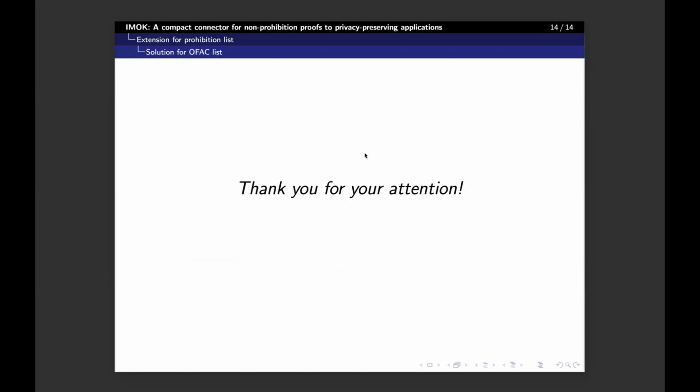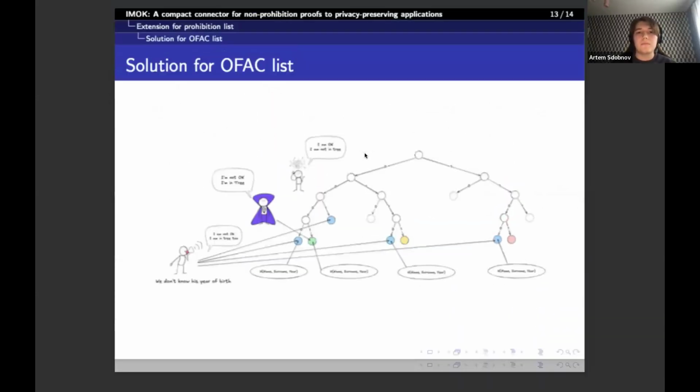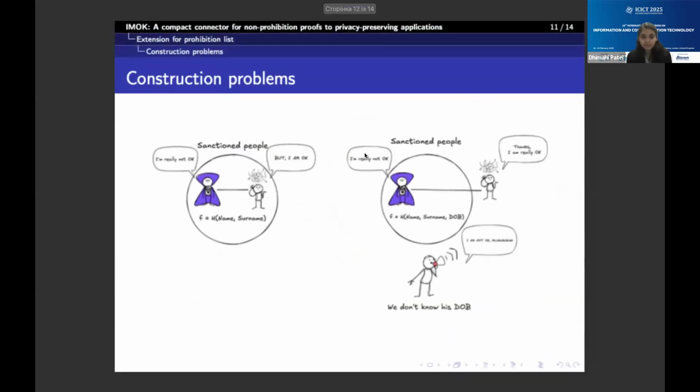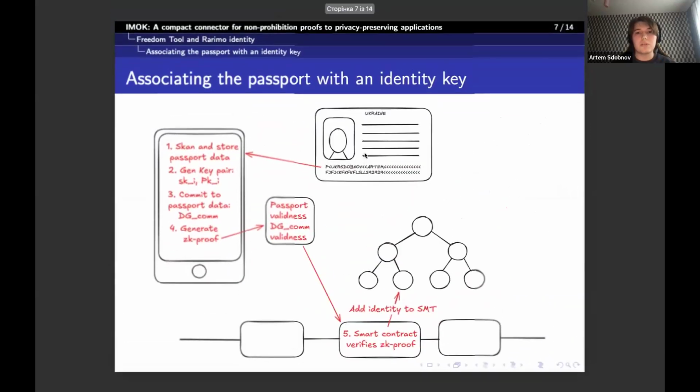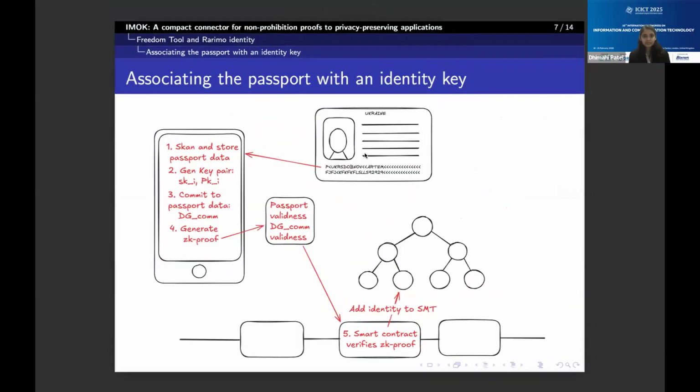My question is, what are the computational challenges in the implementation of this? Have you faced any computational challenge or limitation? Okay. To make, for example, a proof that my passport is valid, probably it will take you about 3 to 5 minutes on your phone to generate such a proof and then to verify it on a smart contract.